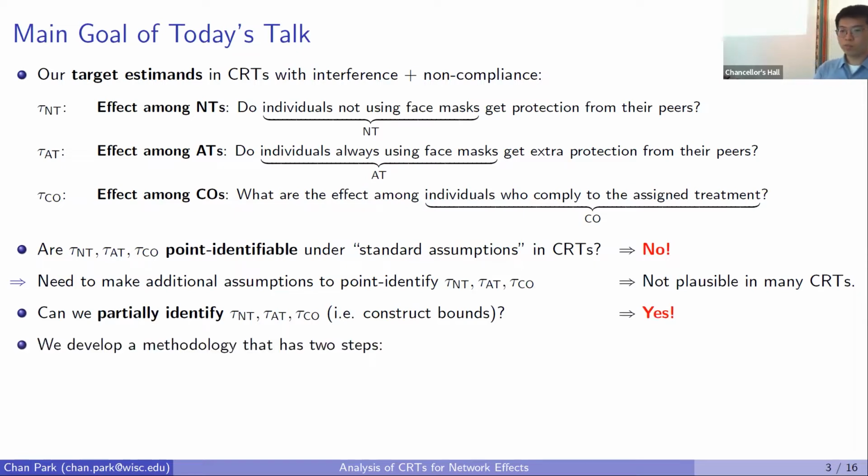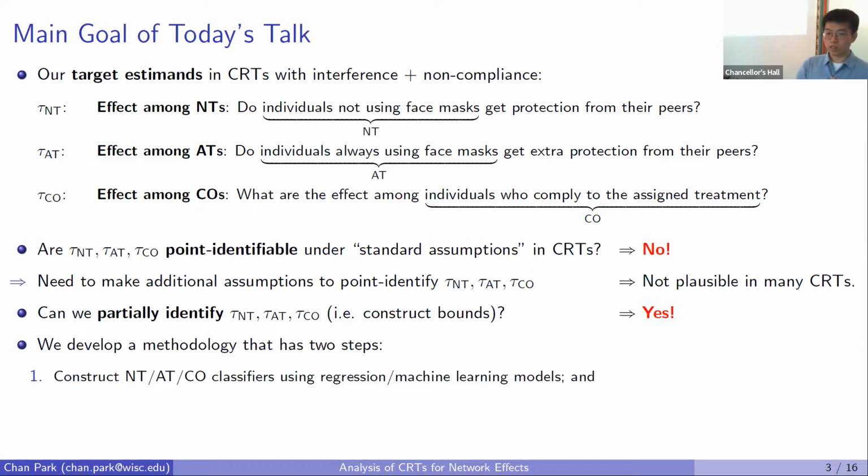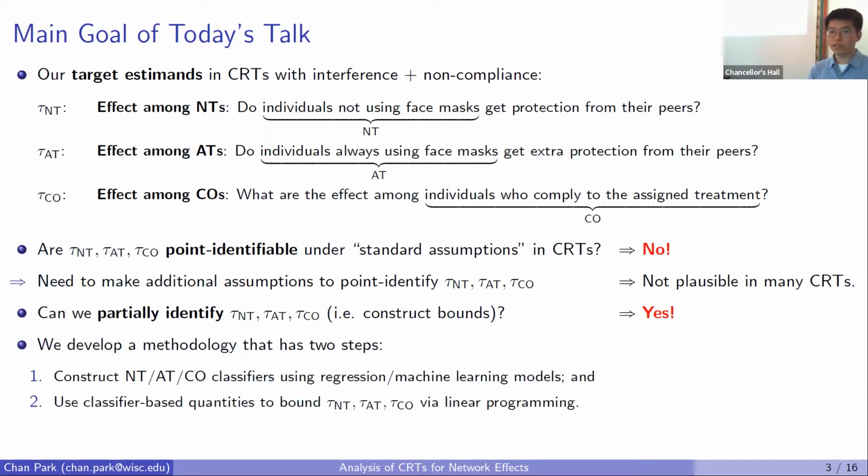So we develop a new methodology that has two steps. In the first step, we construct compliance type classifiers using regression or machine learning models. And in the second step, we use classifier-based quantities to bound these three network effects via linear programming. And we study how to estimate the bound and study its statistical properties.